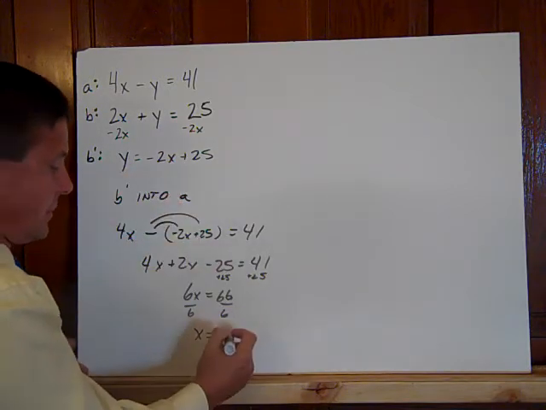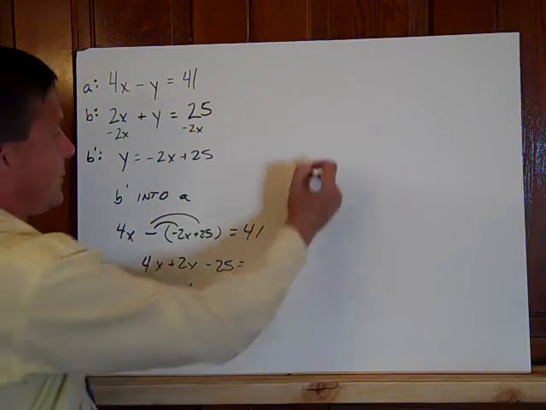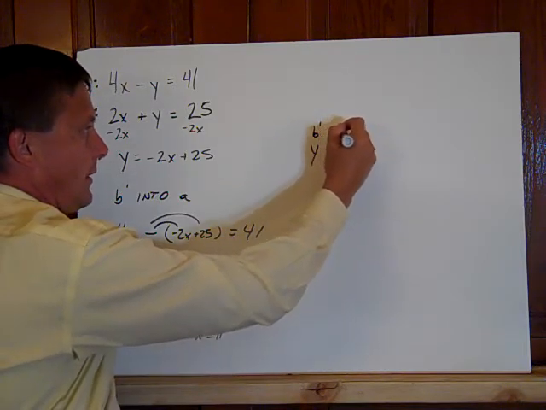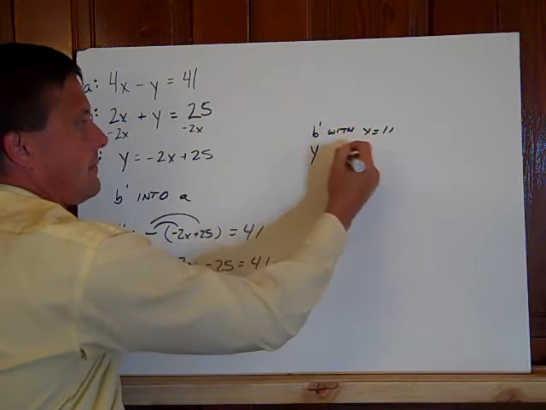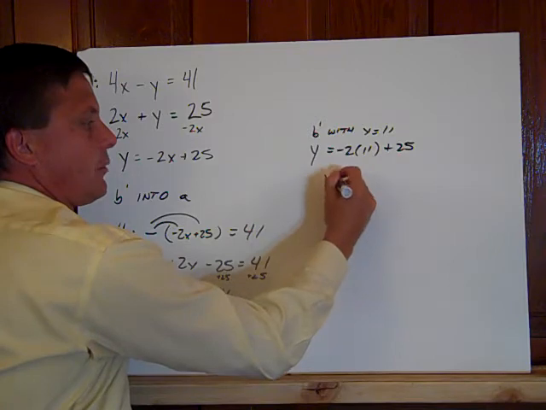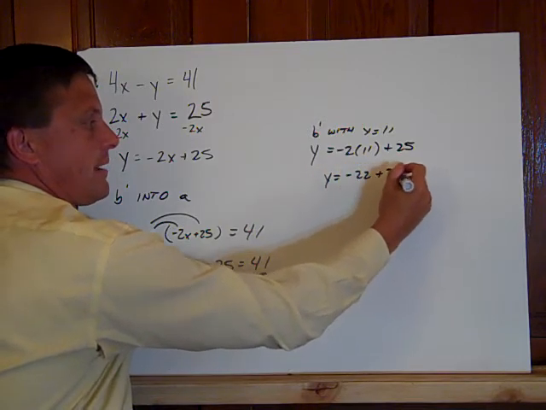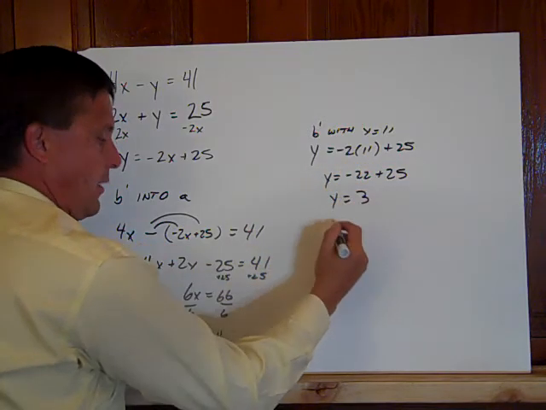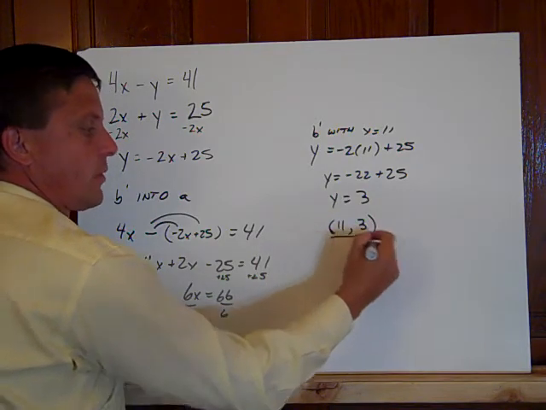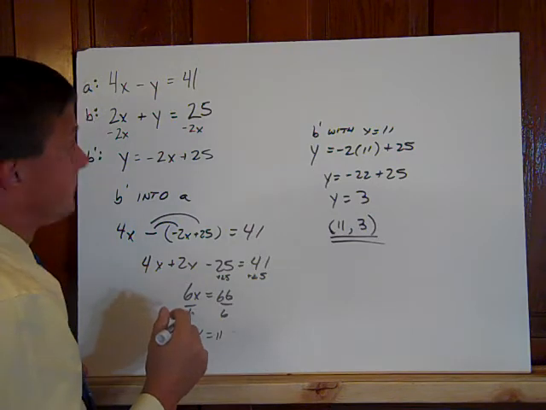B prime is easier. So I'm going to put 11 into B prime. Y equals, so B prime with x equals 11, and I'm going to get y equals negative 22 plus 25. So y is 3. So my ordered pair is 11, 3. And again, I write it as an xy coordinate because it is an xy point.